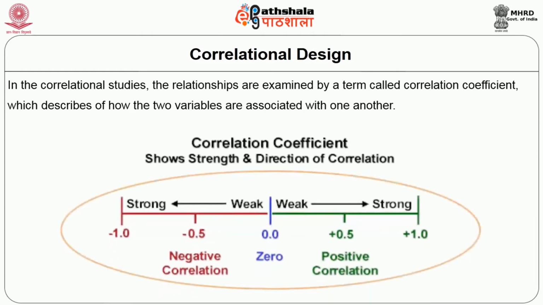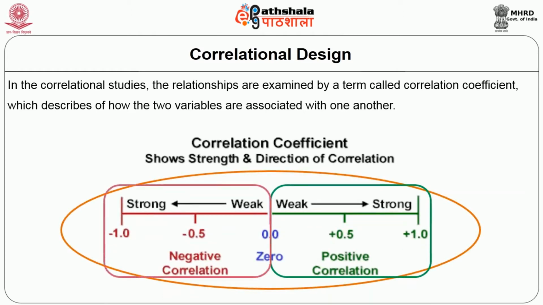The correlation coefficient ranges from +1 to -1, where 0 indicates no relationship between variables and +1 and -1 refer to strong relationship. The sign plus or minus shows the direction of a relationship. Positive sign shows positive correlation, which means as one variable increases, the other also increases. The negative sign explains negative correlation and indicates that as one variable increases, the other decreases.